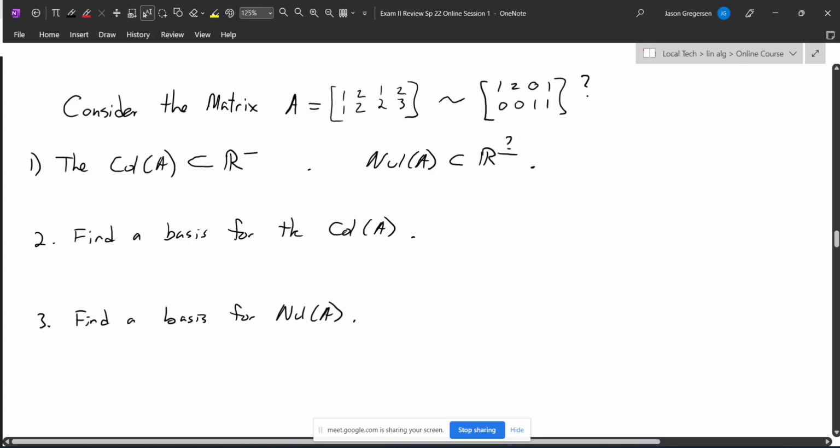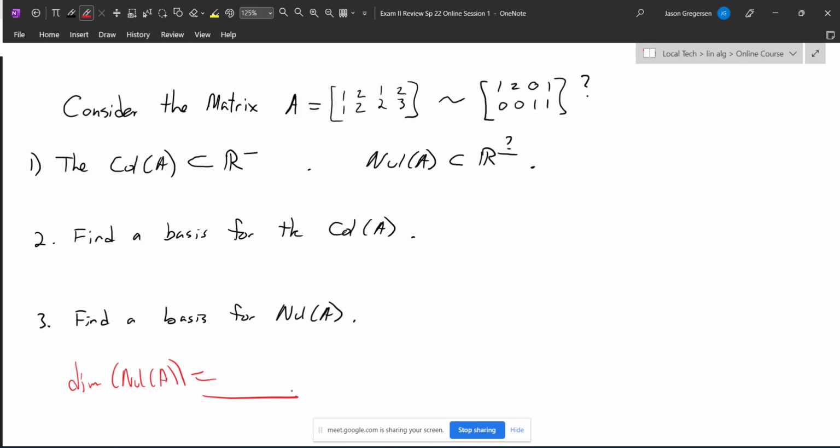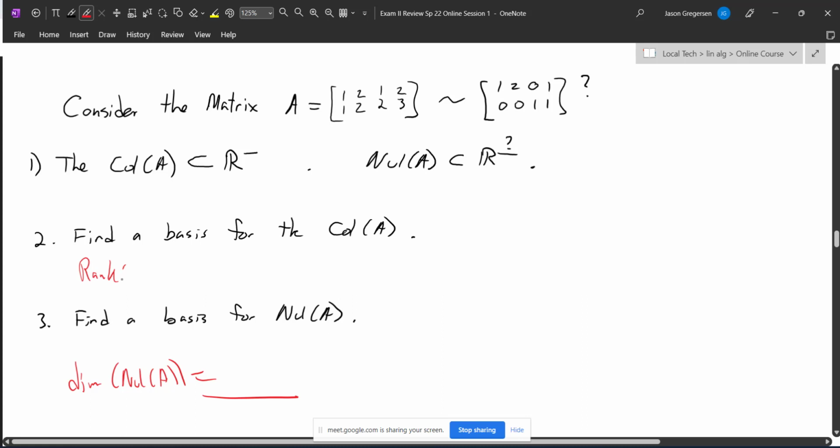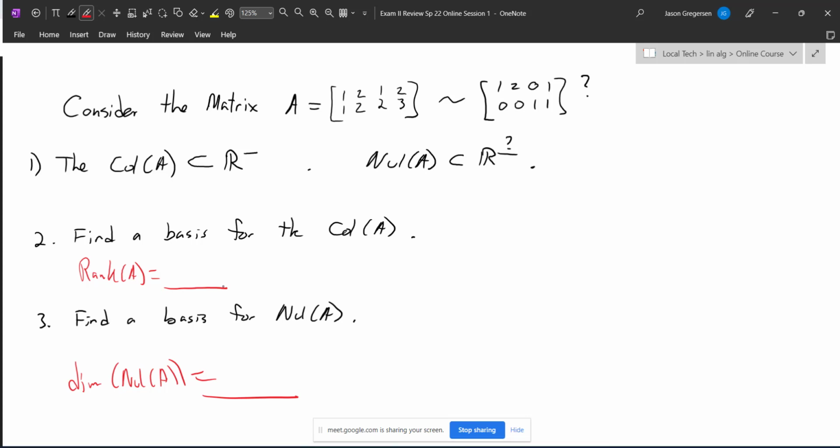And when you're all done, we'll add one more question here. We'll also say the dimension of the null space of A is equal to what? Go ahead and type that number into the chat when you're all done. See if you can answer all these questions. When you're all done, type your answer to the dimension of the null space into the chat.